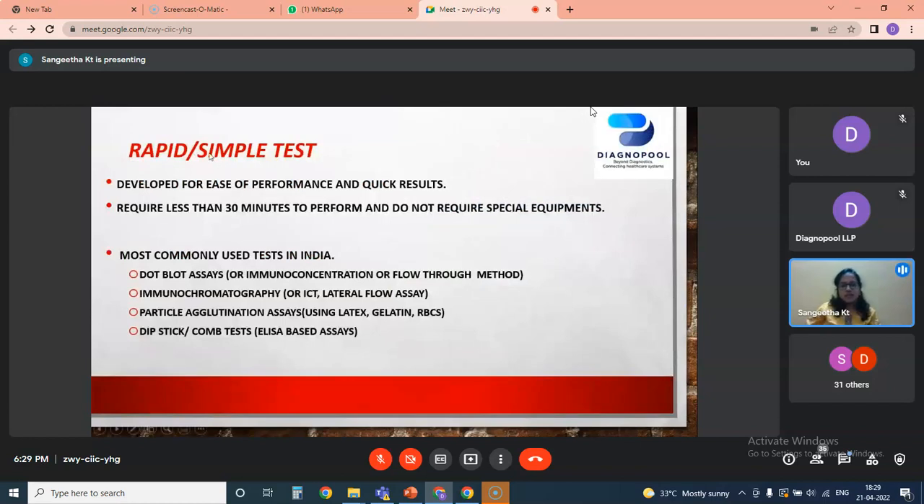Now after the ELISAs, we have the rapid or simple tests. They are developed for ease of performance and produce quick results, even in less than 30 minutes. The most commonly used tests in India are the dot blot assays, that is immunoconcentration, and immunochromatography, that is the lateral flow assays, particle agglutination assays using latex, and the dipstick or comb test, which are again ELISA based tests.